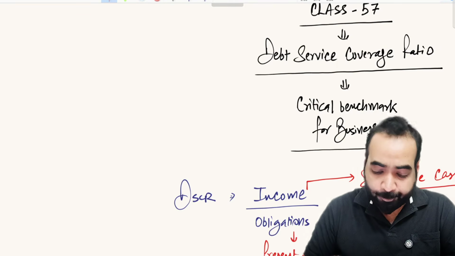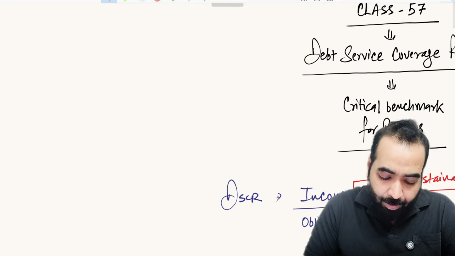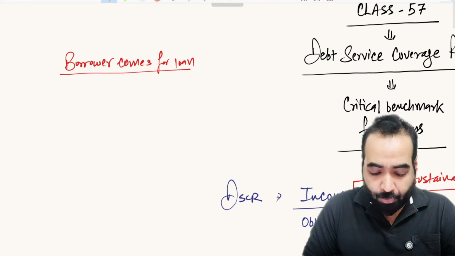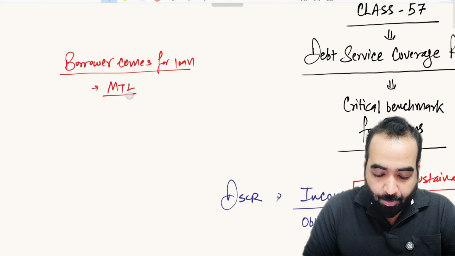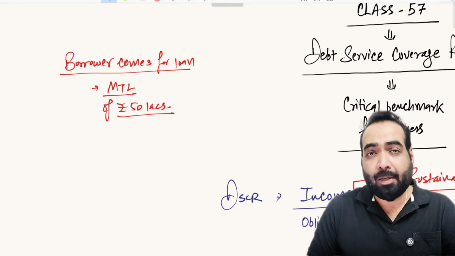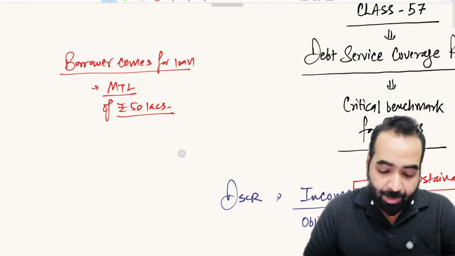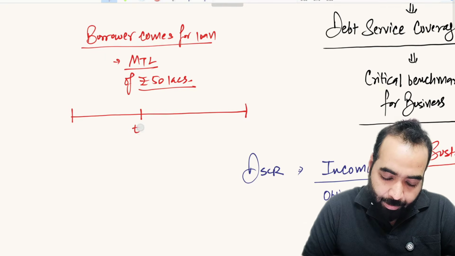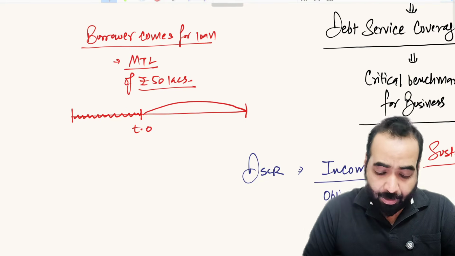base for this video. So suppose a borrower comes for a loan, he wants to purchase a machinery, so he wants a machinery term loan from you of rupees 50 lakhs, right? He wants machinery term loan of rupees 50 lakhs. So suppose this is a timeline and this is today, t is equal to 0. This is the past and this is the future, right?